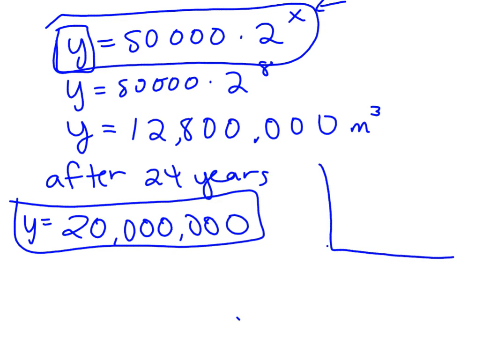What should our domain be for number of doubling periods? Zero to what? What did I tell you would work for all the problems we're doing today? 10. Yep. Then we start at 50,000 and we go up from there, and I want to know when we get to 20 million. So what does my Y max need to be? It needs to be more than 20 million. Otherwise, I'm not going to be able to see it. So maybe 25 million? Because if I do it at 20 million, that's going to be the very top of my graph, and I'm not going to be able to see the line. Because when I graphed Y equals 20 million, what does that look like? A straight line at 20 million.